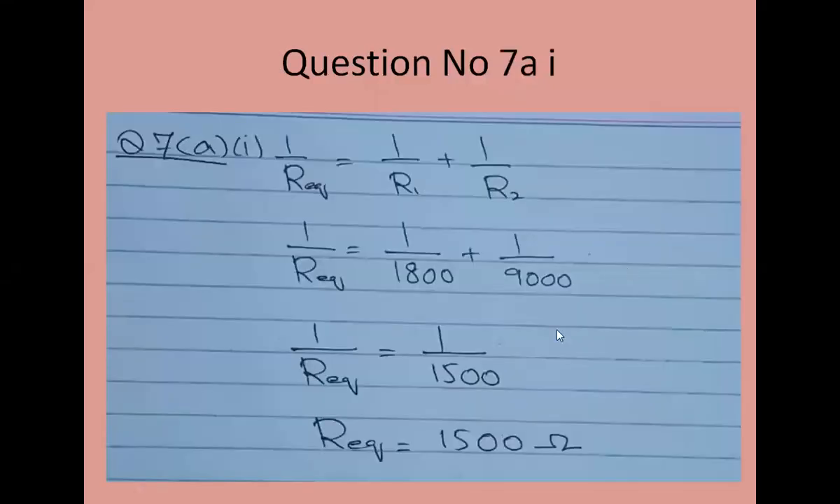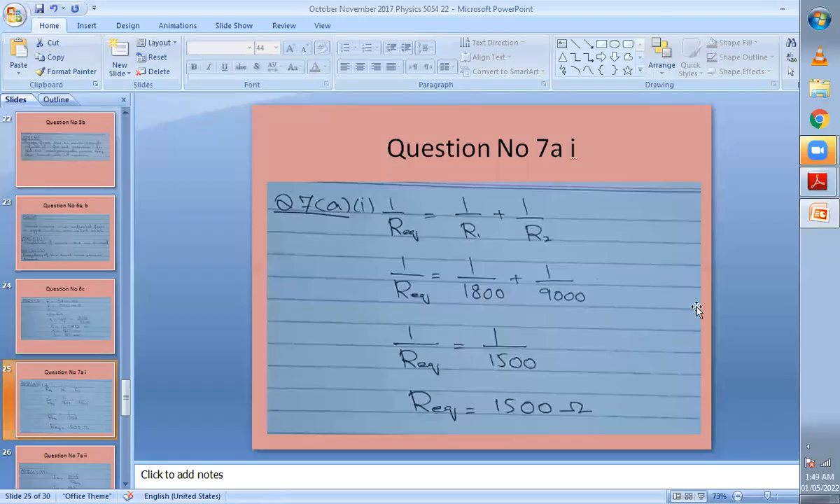So 1 by R equivalent is equal to 1 by R1 plus 1 by R2. So 1 by R equivalent will be equal to 1 by 1800 plus 1 by 9000. In my calculator, I added them: 1 divided by 1800 plus 1 divided by 9000 equals, and the calculator gave me the answer in fraction, that is 1 by R equivalent is equal to 1 by 1500. Cross multiply, so the R equivalent will be 1500 ohm. So the equivalent resistance of these two parallel resistors will be 1500 ohm. Hopefully you understand this numerical.